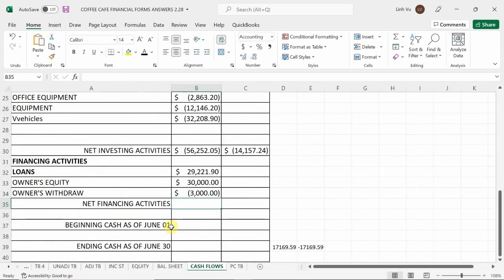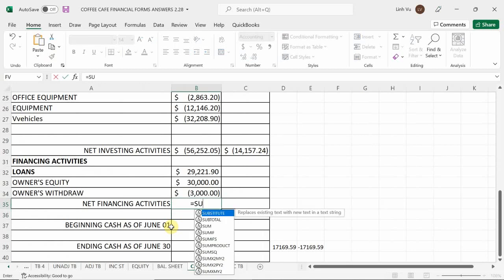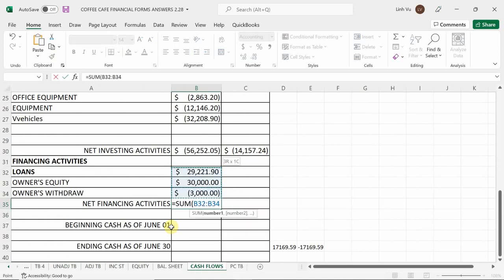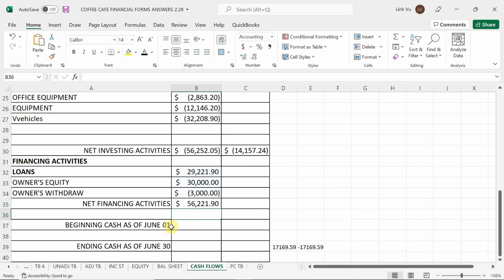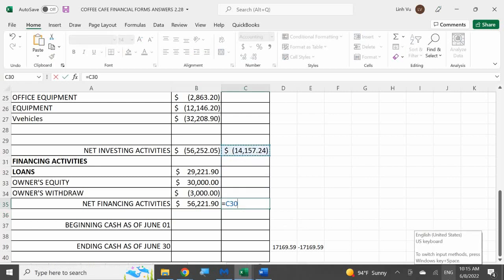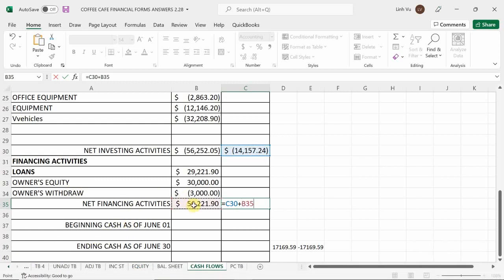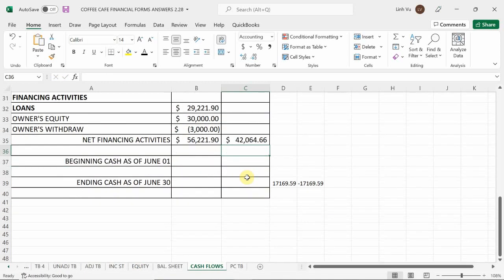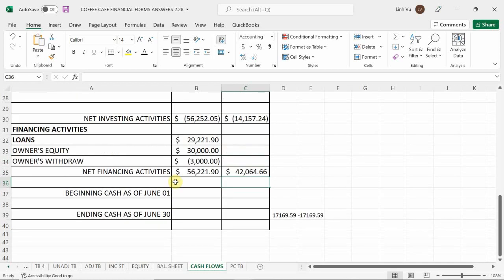Okay. So therefore, let's see, what is my total financing activities? It gave me a total of $56,221.90. Okay, that was the total financing. So now I need to add this to my net here to get me my new grand total, of $42,064.66.